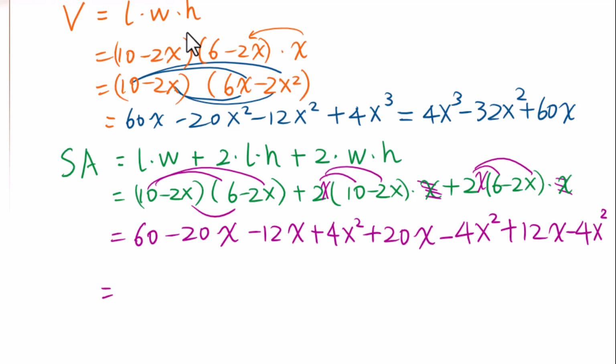Then we combine like terms. Minus 4x squared, positive 4x squared, minus 4x squared, so we have a negative 4x squared left. So only 60 left. The surface area of the box is negative 4x squared plus 60.